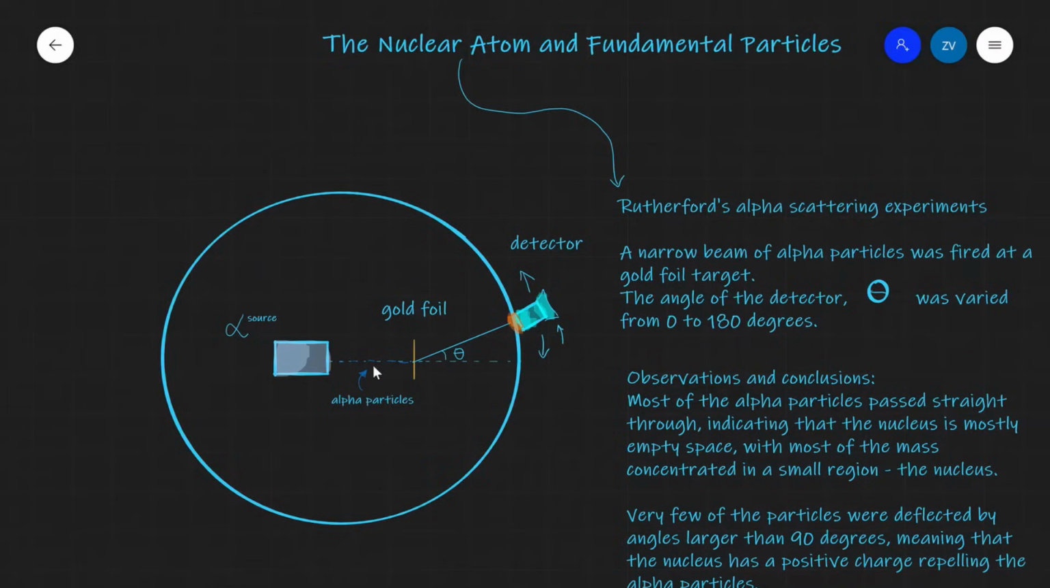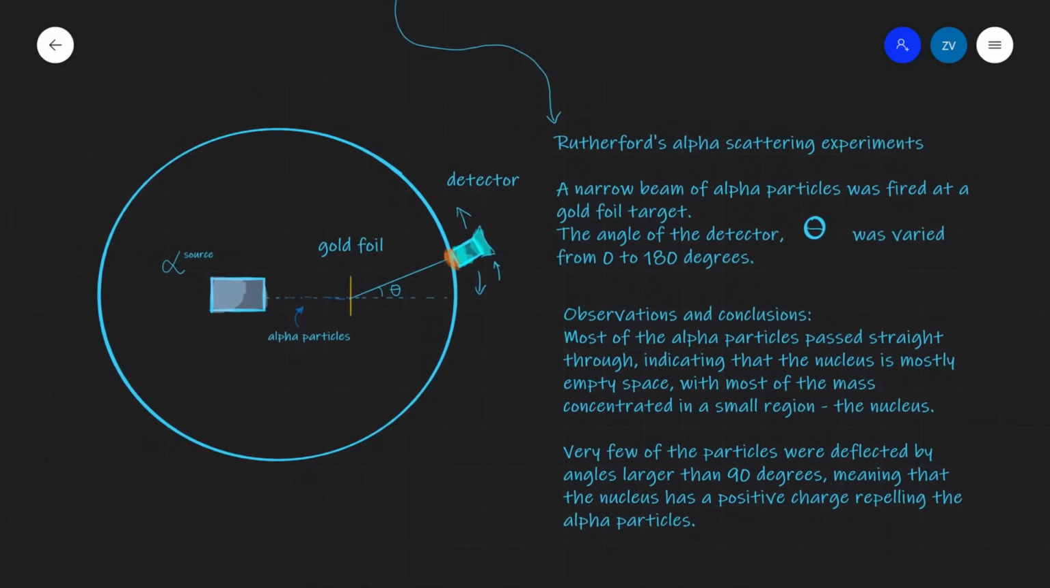The beam of alpha particles is quite narrow, and we have a detector over here which is normally just a microscope essentially that we can vary the angle across here from 0 to about 180 degrees. Now what did Rutherford observe? First off, he noted that most of the alpha particles passed straight through the gold foil, and this indicated the atom is mostly empty space, with most of the mass concentrated in a small region, aka the nucleus.